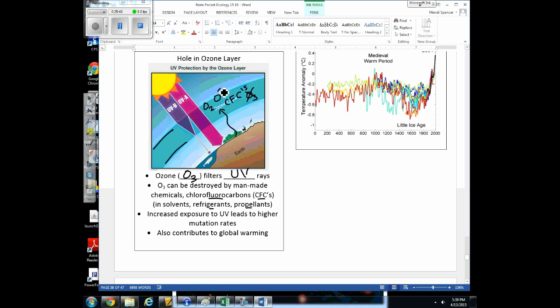And so that was allowing more of the UV rays to strike the surface of the Earth. What that leads to is a little bit of global warming, because we're actually having more energy make it to the surface of the Earth. But our biggest concern is that the increased exposure to UV rays increases mutation rates. So thinking about skin cancer.